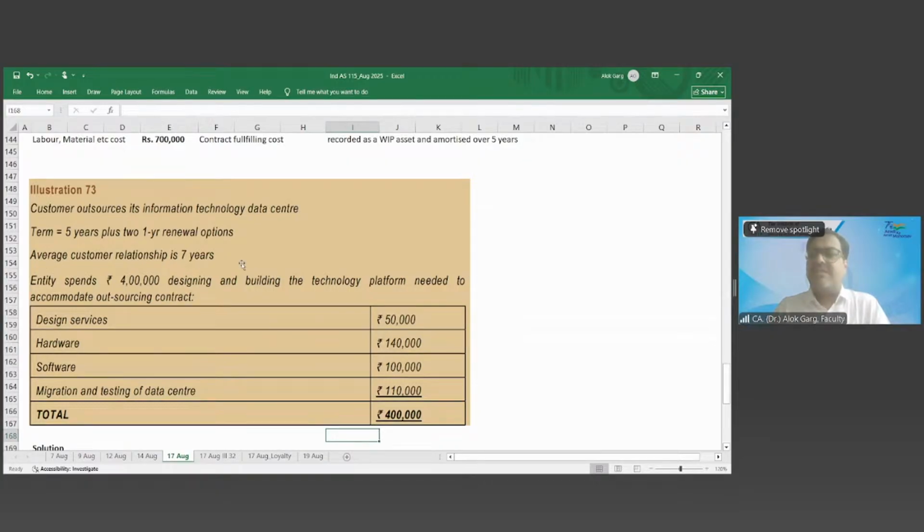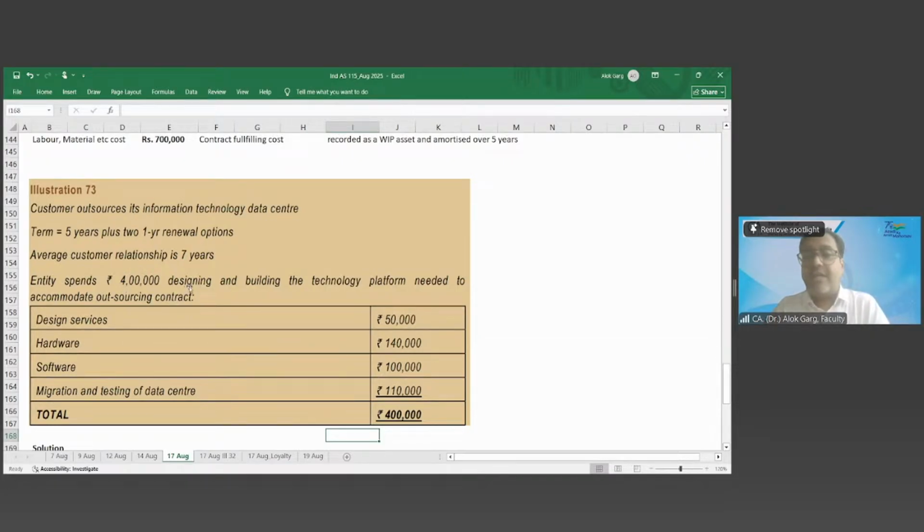Average customer relationship is 7 years. If the average relationship is 7 years, and the term also allows a 5 year term and two 1 year renewal options, what is the total term? Total 7 years. Expected term is 7 years.